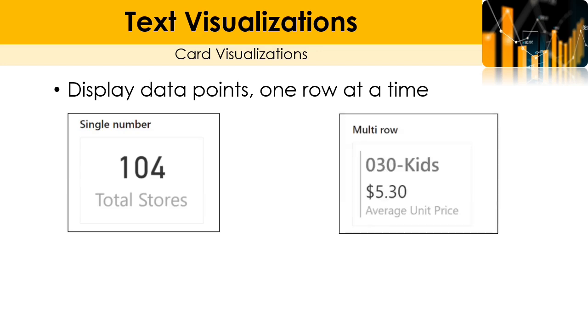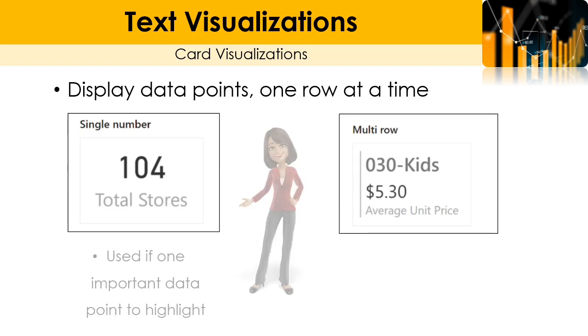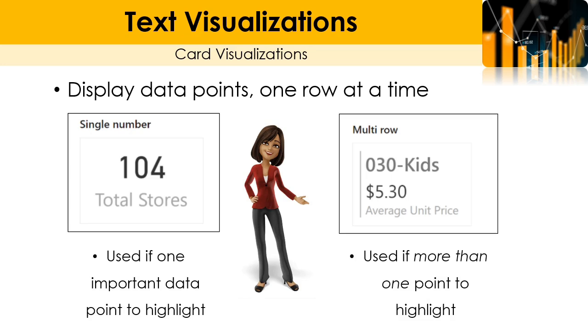A single number card is most likely to be used if there is one very important data point to be highlighted, such as total annual sales. A multi-row card is used when there is more than one data point to highlight, such as annual sales by age demographics.